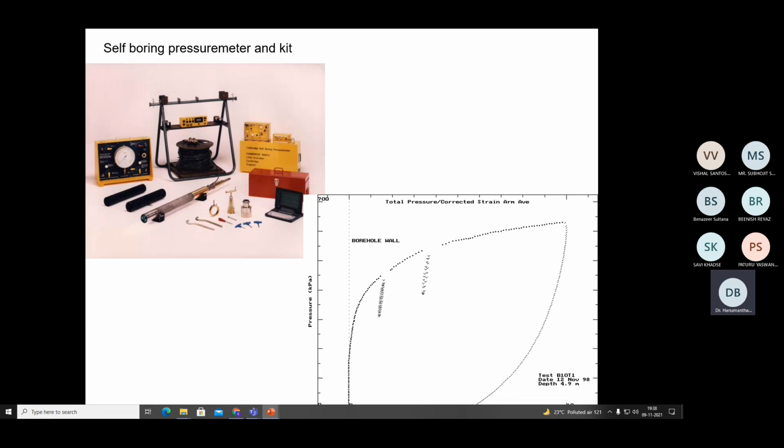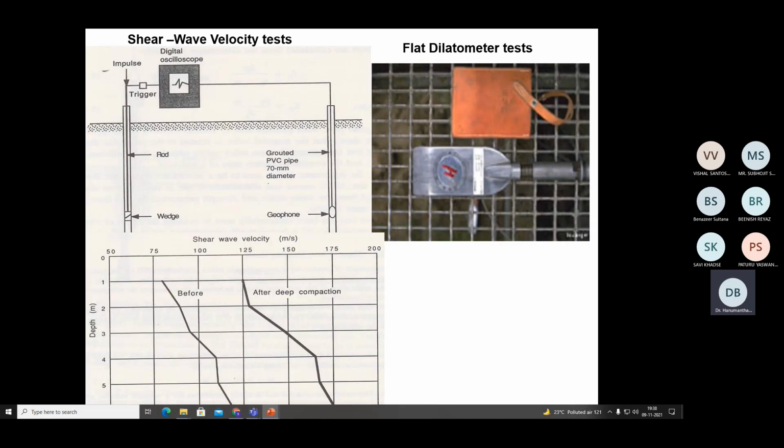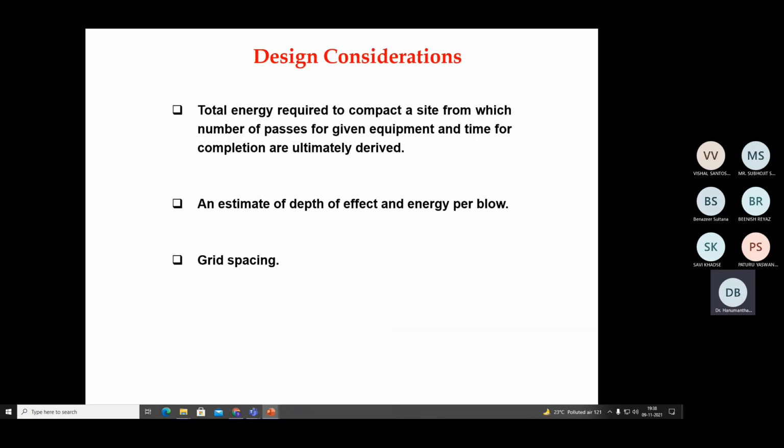This is the complete setup for the pressure meter. Just for the sake of visualization, I have included this slide, and this is a typical graph that can be obtained when you conduct a pressure meter test. This is a flat dilatometer, and this is the shear wave velocity test, pre and post. Okay, so that's the theory about dynamic compaction.